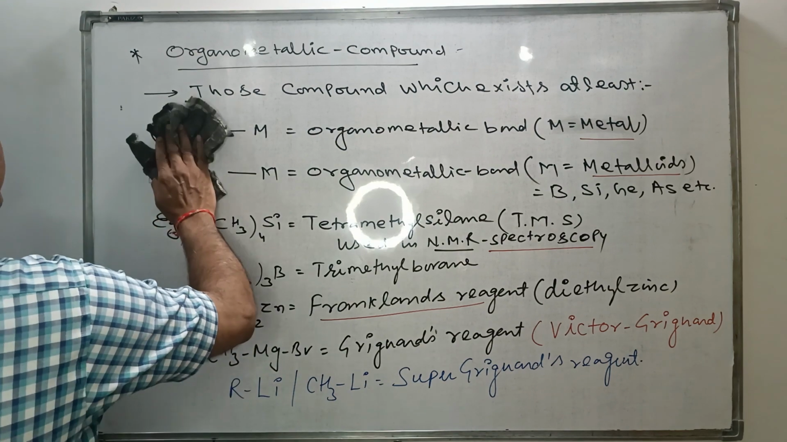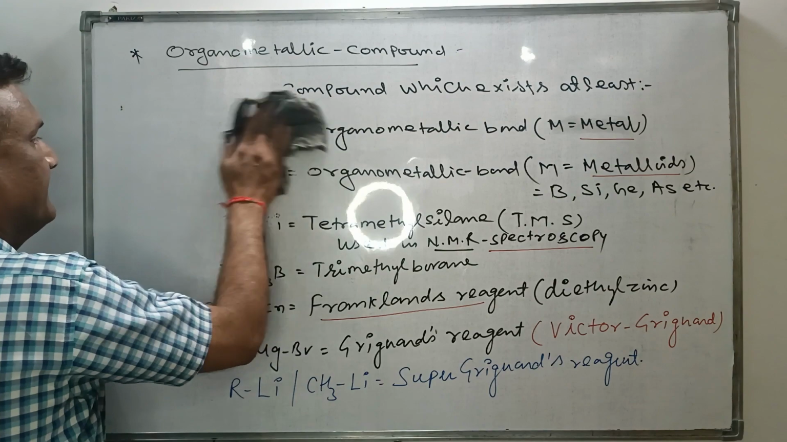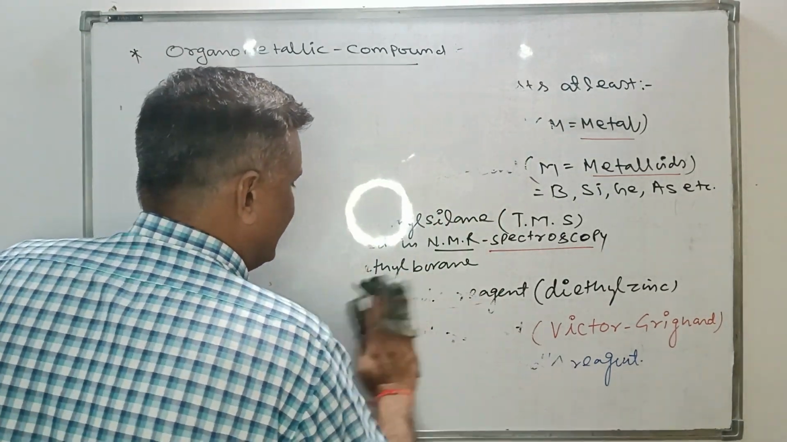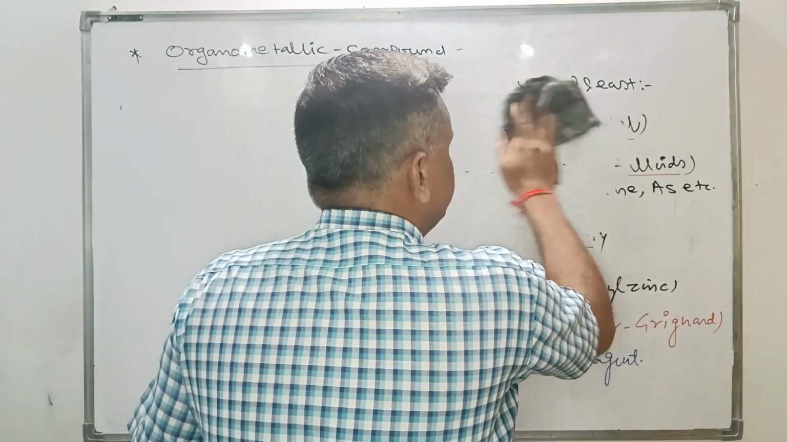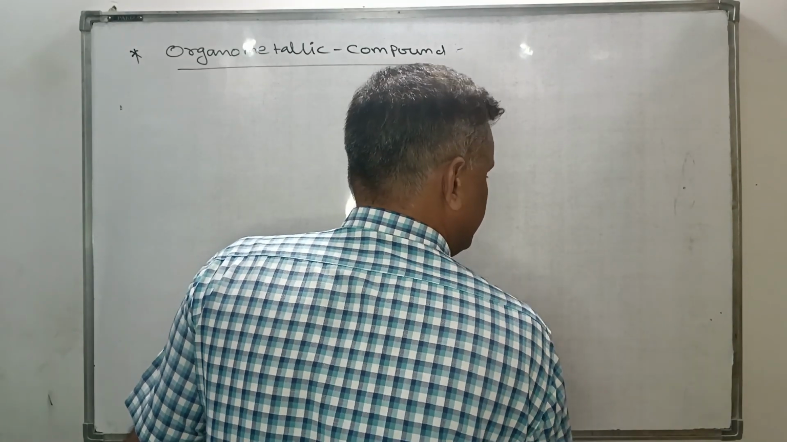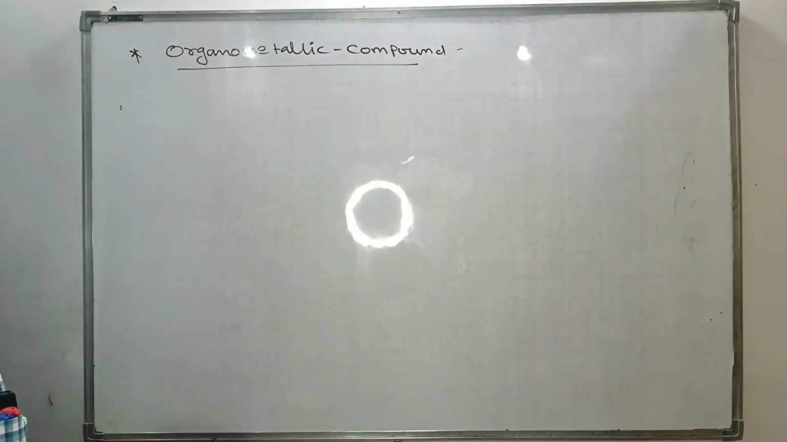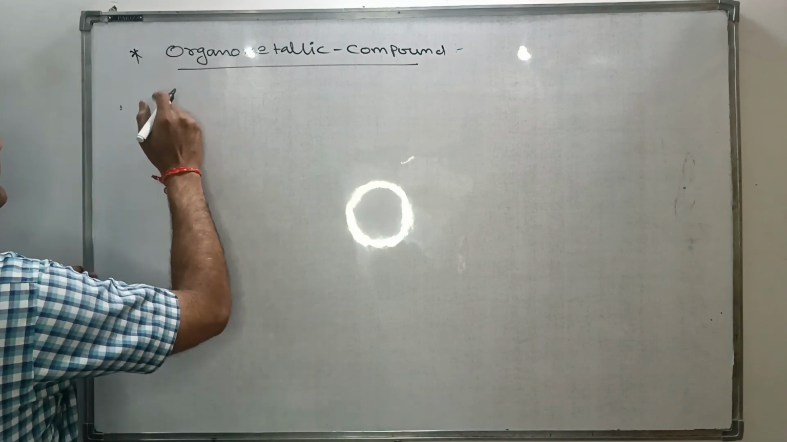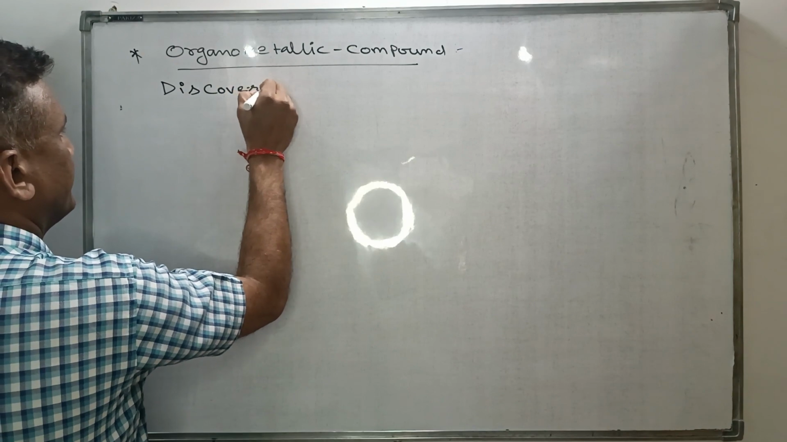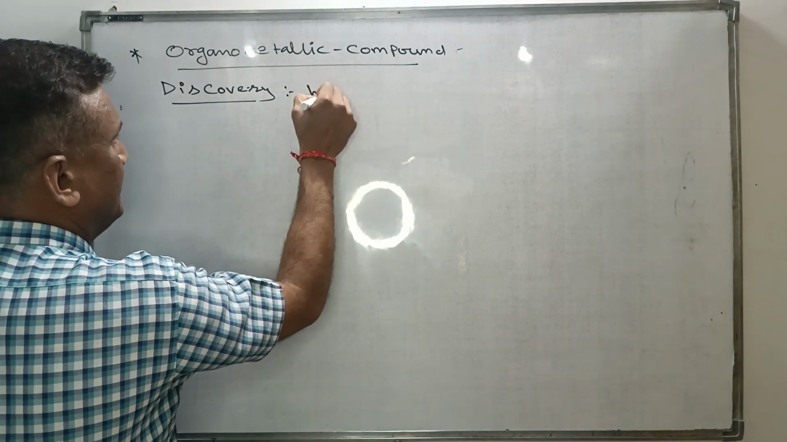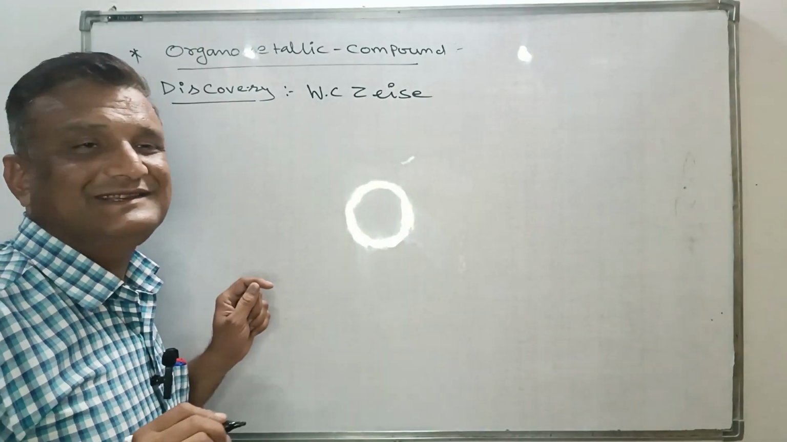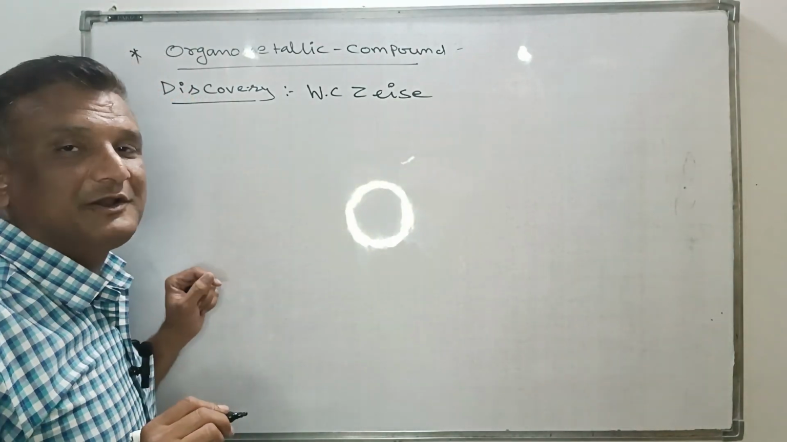Now we will go with the discovery regarding organometallic compound. Who discovered at first organometallic compound? So this is the discovery by W.C. Zeise. W.C. Zeise was the discoverer of the organometallic compound.